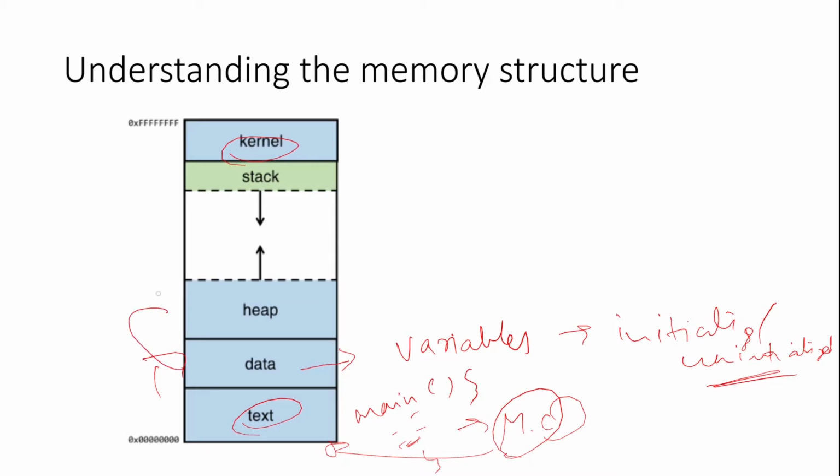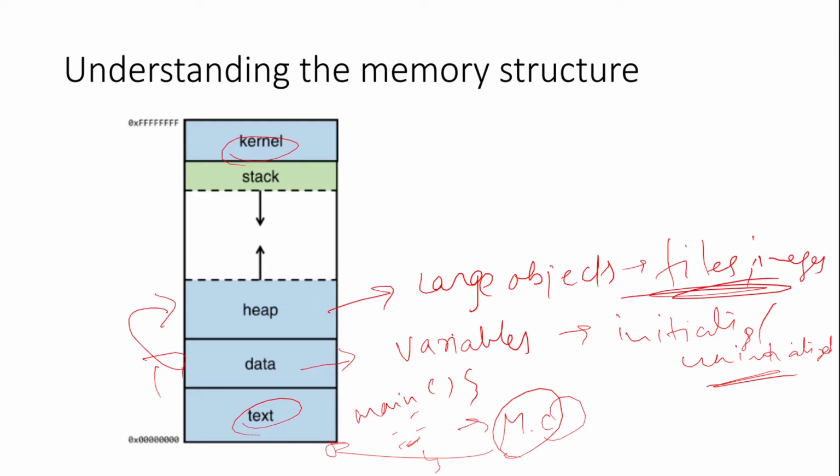On top of data is heap. This is the big area of the memory where all the large objects are stored. Let me just write it down: all the large objects. For example, files and images, all of these are stored on heap.